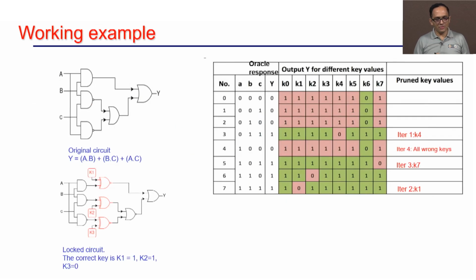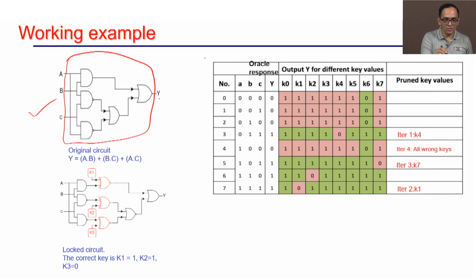I will take a complete example, the same example that I have taken. This is my original circuit, which I do not have access to, right. So I will treat this as a black box. If I give ABC, I can check what the output will be. This is my oracle, right. The internal thing I cannot check, so this is a black box. I can only check input and output; the internal circuit I do not know.